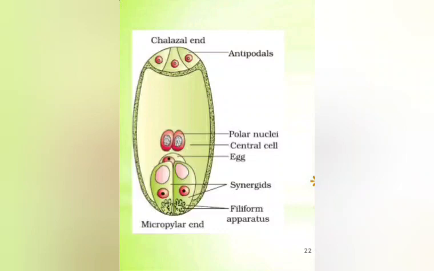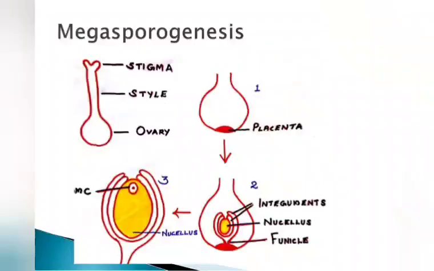And this embryo sac has got 8 nuclei but only 7 cells, which I have already explained. 3 cells which are called antipodal cells towards the chalazial end, then big central cell having 2 polar nuclei, and egg apparatus having 2 synergid cells and 1 egg cell. Now I'll explain the whole process of megasporogenesis in an easy form with the help of diagram.